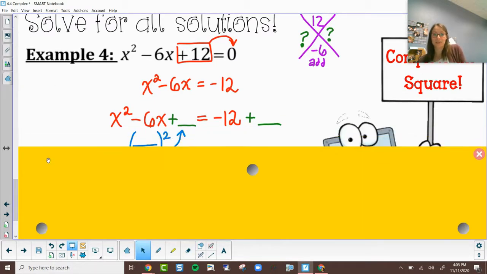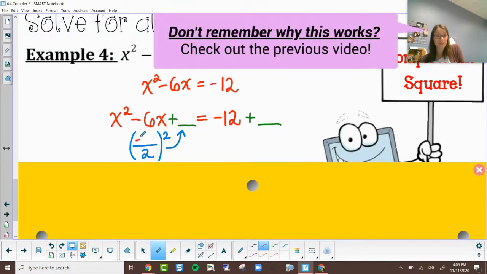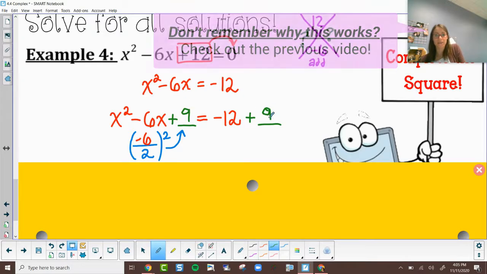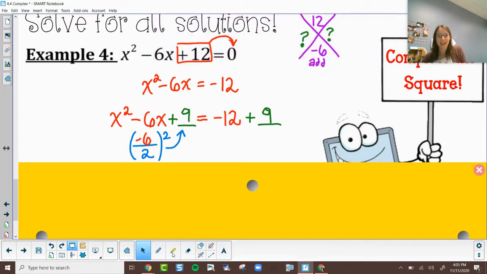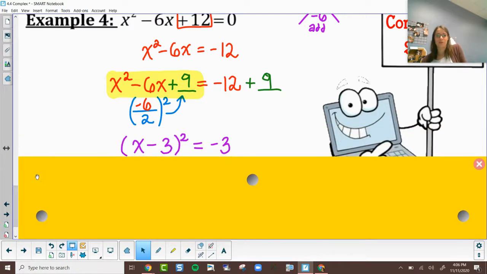Complete the square says I take whatever's in the middle. So this one happens to be -6. And the perfect square goes up there. So I've got +9 and +9 to both sides. And now you're going to do your favorite factoring, perfect square trinomial, so it goes super fast. Aha! -12 plus 9 is -3.